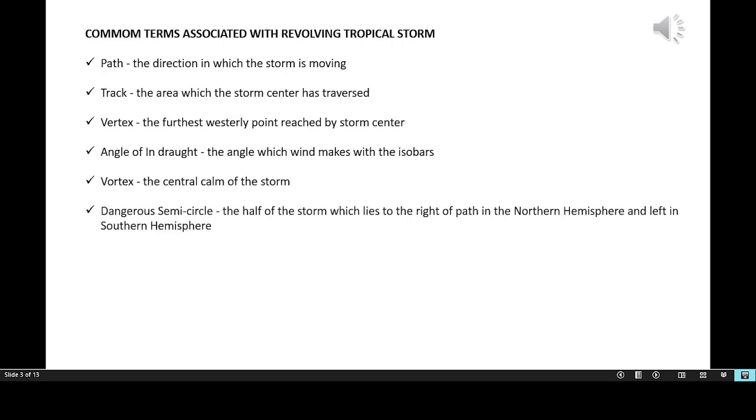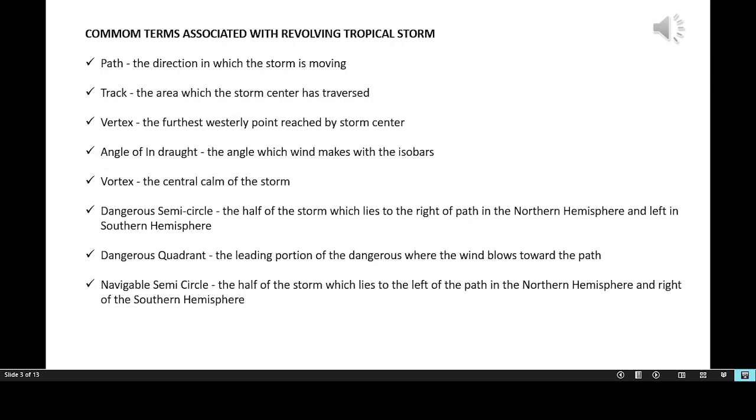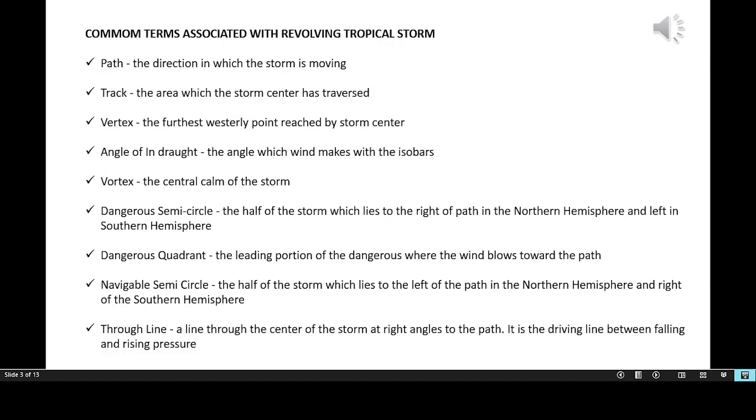Dangerous semicircle: the half of the storm which lies to the right of the path in the northern hemisphere and left in the southern hemisphere. Dangerous quadrant: the leading portion of the dangerous semicircle where the wind blows toward the path. Navigable semicircle: the half of the storm which lies to the left of the path in the northern hemisphere and right in the southern hemisphere. Through line: a line through the center of the storm at right angles to the path. It is the dividing line between falling and rising pressure.